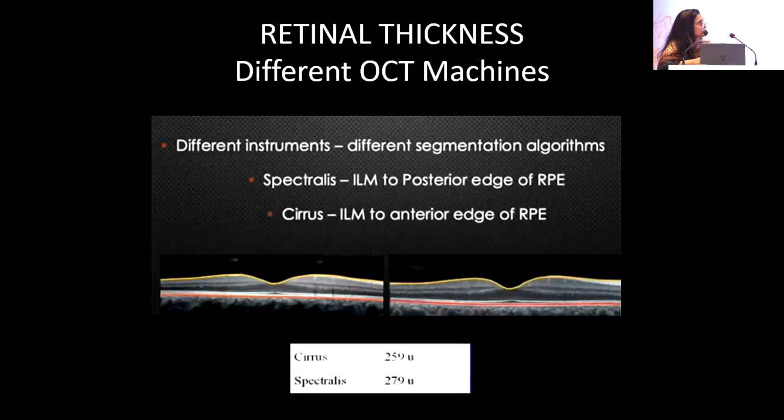Pitfalls in the OCT, so you do not compare the thickness from two OCTs. Every OCT has different cuts, so the Spectralis takes the thickness of the macula from the ILM to the posterior edge of RPE and the Cirrus to the anterior edge, so you cannot compare the thickness between two OCT scans. That is very important.